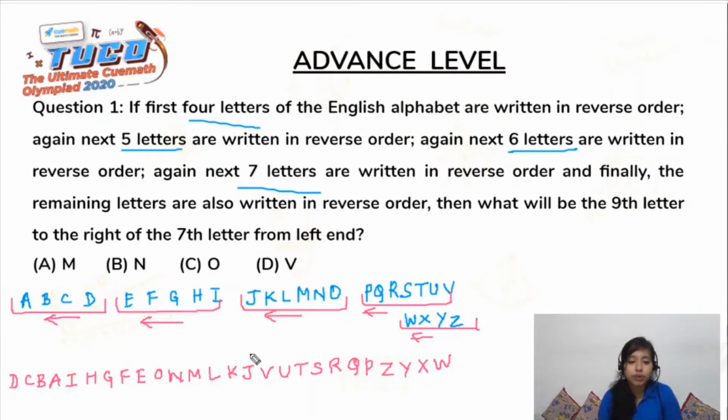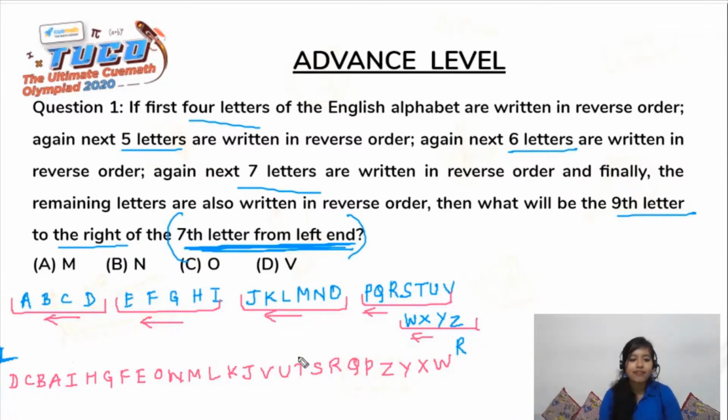Now let's check out the question. So we have made the sequence. If you look into the type of the question, initially in the basic level of questions, our sequence was given to us. But here the sequence is not given to us. We are creating the sequence, right? We are supposed to figure out what will be the 9th letter to the right of the 7th letter from the left end. As I told you all, we have to first check out the reference. The reference is nothing but the 7th letter from the left end. Let's first figure it out.